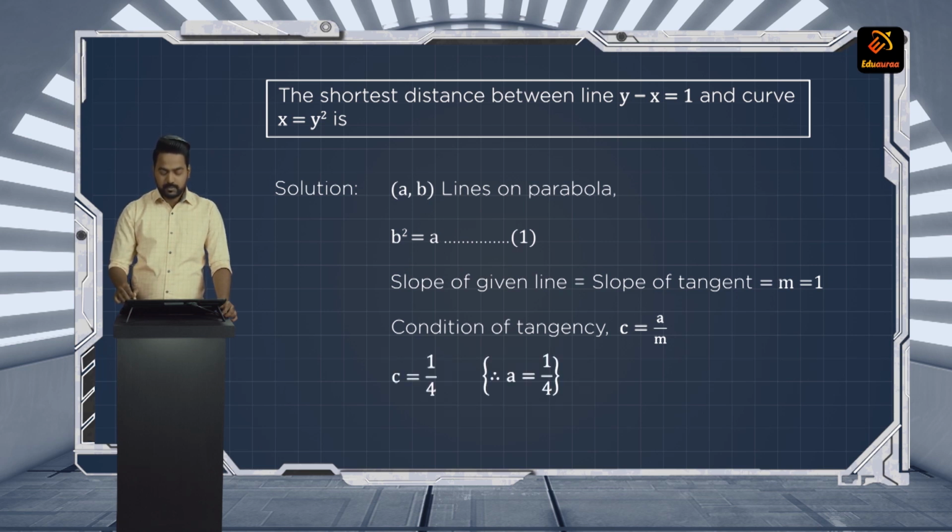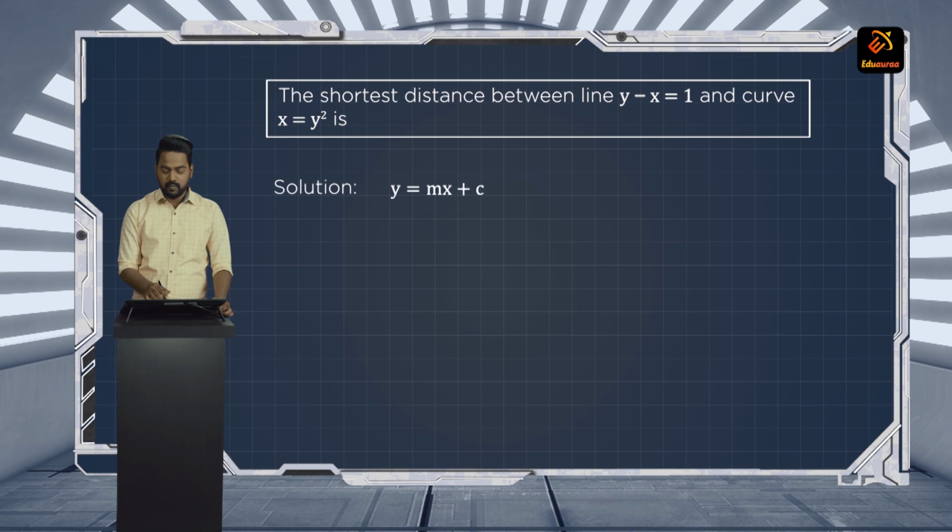So c will be equal to 1 upon 4 the whole upon 1, which means c will be equal to 1 upon 4. Understood? Now we know the value of c is 1 upon 4, and I know the equation of tangent to the parabola is y is equal to mx plus c. So y is equal to x plus 1 by 4, since m is 1.